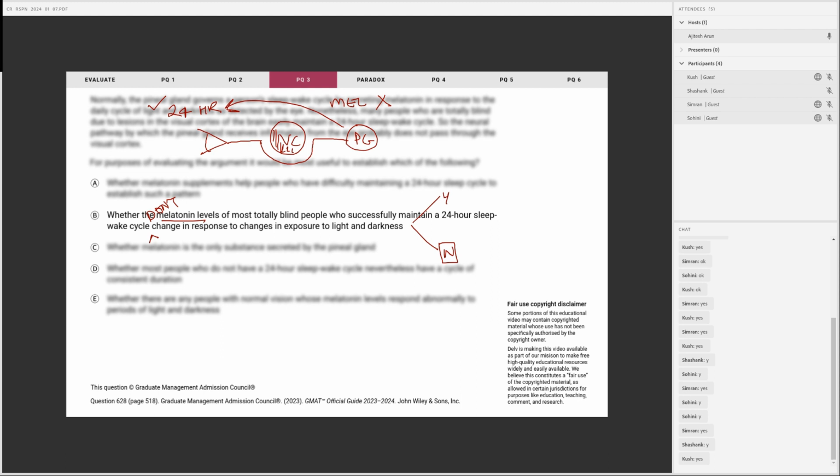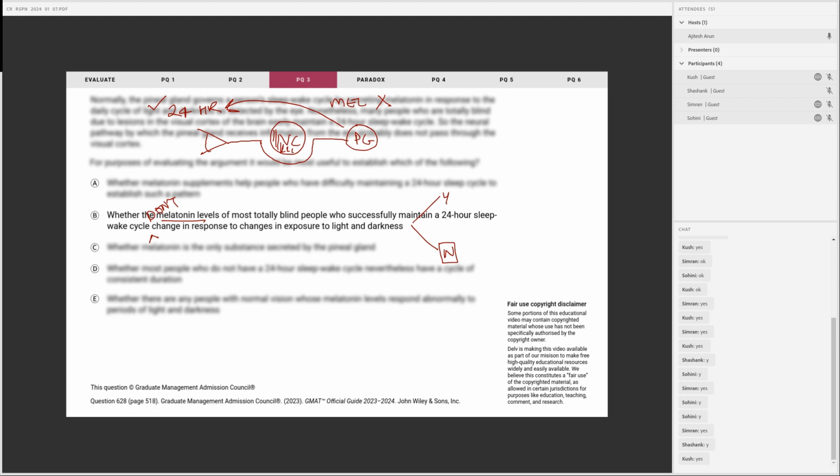Now, why am I saying this? Because the stimulus told us that normally the pineal gland controls the 24-hour sleep-wake cycle by secreting melatonin. So that is what normally happens. But if someone is able to maintain a 24-hour sleep-wake cycle without the pineal gland changing its melatonin levels, that means there is some other way to maintain the 24-hour sleep-wake cycle.